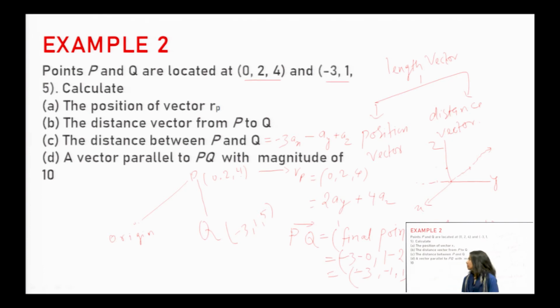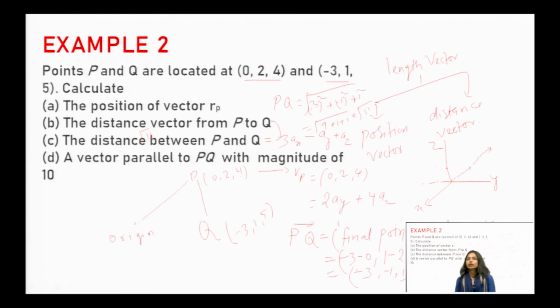Now come to the C part. Here we need to find the distance between P and Q. To find the distance between P and Q, we need to take the modulus of this vector PQ. So PQ can be found out as root under minus 3 square plus minus 1 square plus 1 square. After simplifying it, we will get 9 plus 1 plus 1, means root under 11. So the answer of this question is root under 11.